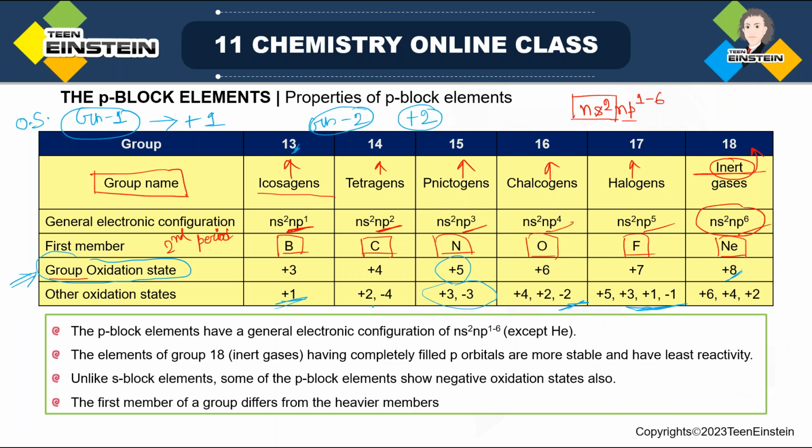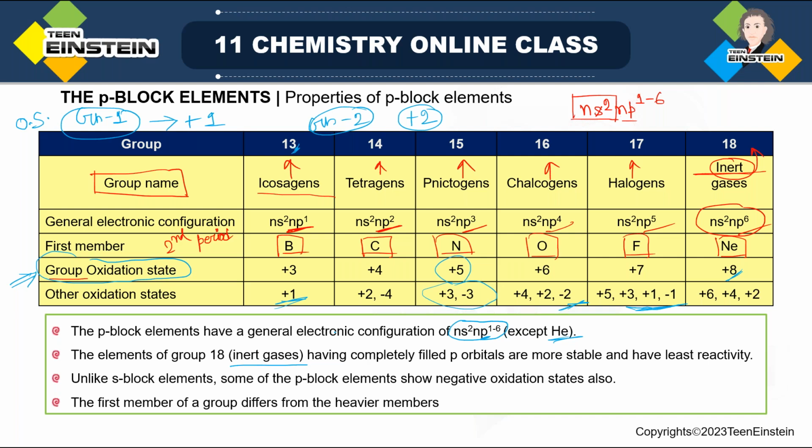So for p block elements, the general electronic configuration is ns2 np1-6. Obviously, except helium, because there is no question of p there. Then the elements of group 18, which we call inert gases, have completely filled p orbitals, and that is the reason for their least reactivity. It is not that they do not react.